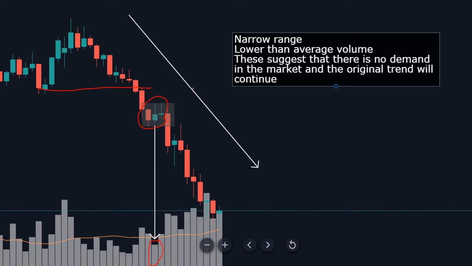And this was more visible in the next candle when the range of the candle was very, very big, followed by very, very big volumes. Only to prove that the professionals have entered the market with huge sell orders. And just post that, the market simply rallied down for around 1.5%. Right. So if you guys can read what I've written in the box, these 2 points, the narrow range and lower than average volume, suggest that there is no demand in the market and the original trend will continue. That is what happened. Original trend was in downtrend, and market simply took a pause, maybe like a retracement here, and then started to rally down.